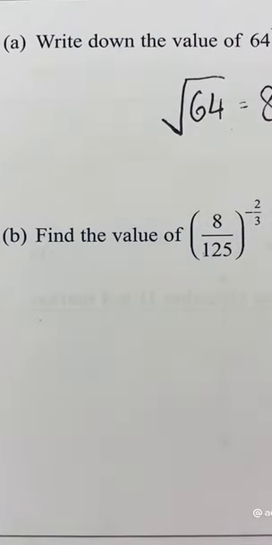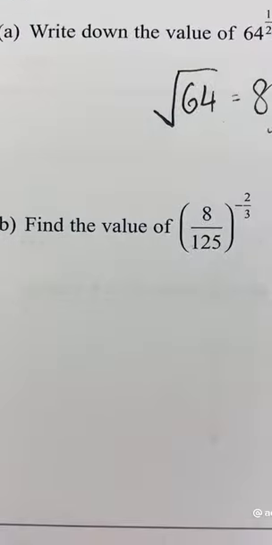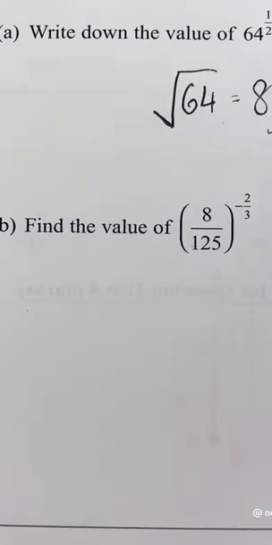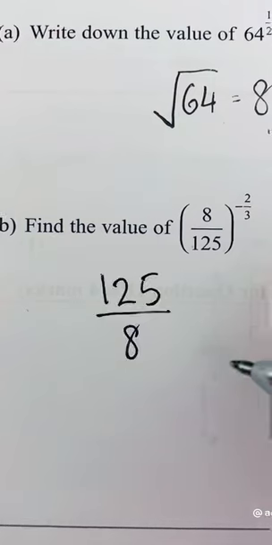Then part B, we've got find the value of 8 over 125 to the power of minus 2/3. Now this does look a bit difficult, but honestly it's not that hard. All you have to remember is that whenever you've got a negative power, you need to get rid of that negative power. And the only way to do that is to take the reciprocal of this fraction. And what that means is that you have to do 1 divided by this fraction. In other words, just flip over the fraction. So the 8 over 125 becomes 125 over 8 to the power of a positive 2/3.